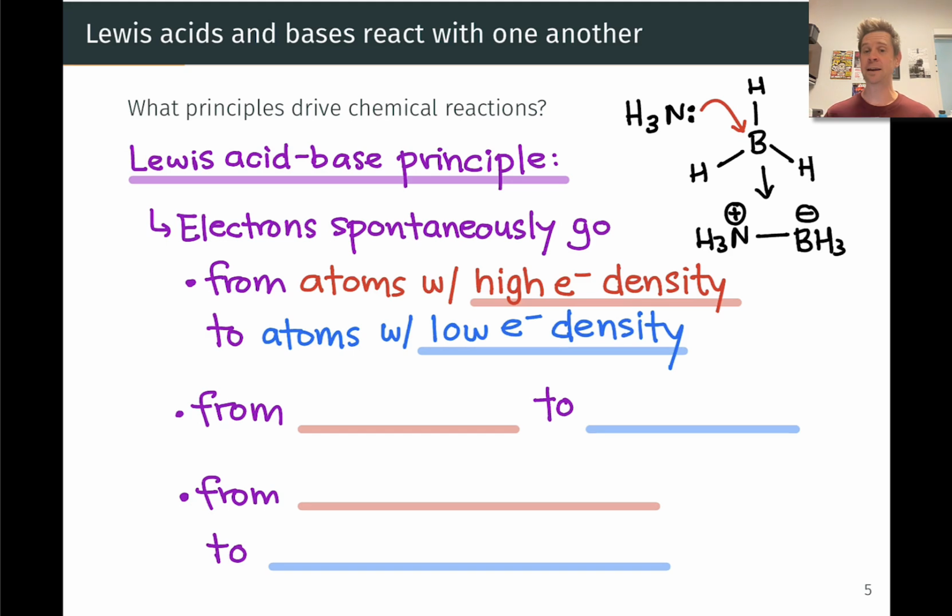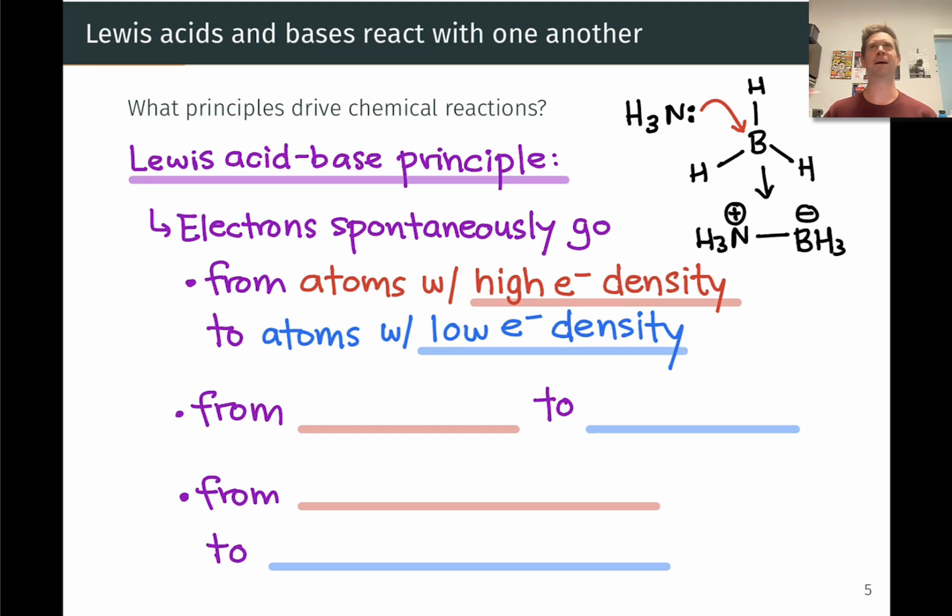Electrons spontaneously go from atoms or molecules in which they are in high density to atoms or molecules in which they are low density. There's a currency metaphor we can use here, where money tends to flow from those with a lot of it to those with less of it. Perhaps not in practice, but at least to make the analogy, this makes sense, right? Electron density goes from high density locations to low density locations.